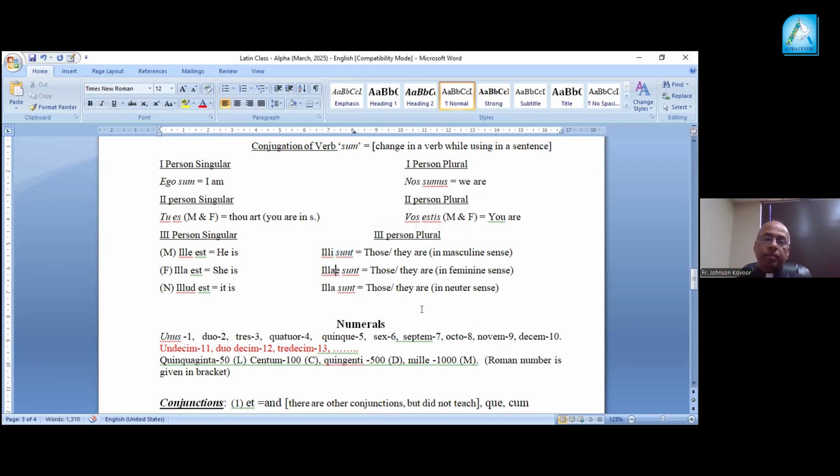So just once more. First person, second person, third person, singular, plural. First person singular, ego sum. Second person singular, tu es. Third person singular, ille, illa, illud est. Coming to the plural part, first person, nos sumus. Second person, vos estis. Third person, illi, illae, illa, sunt.